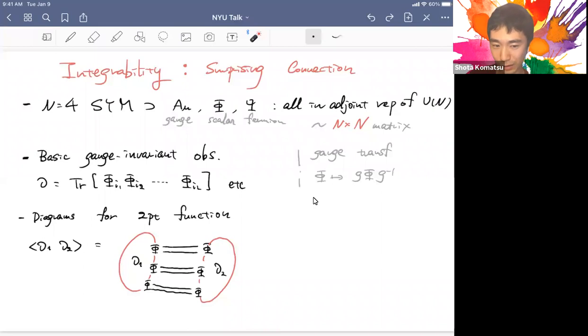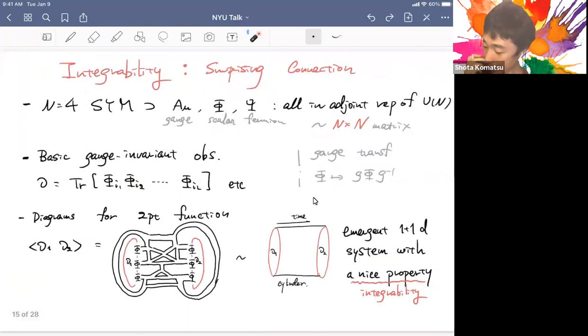So let's take this kind of expression, which we call single trace operator, and then try to compute a 2-point function, using the double line notation. So if I do the usual Wick contraction, like this is a tree-level computation, then I get this diagram. So I just have O1, which contains 3 fields, and O2 has 3 fields, like this. And of course, if I start including interaction, then you need to include much more complicated diagrams like this.